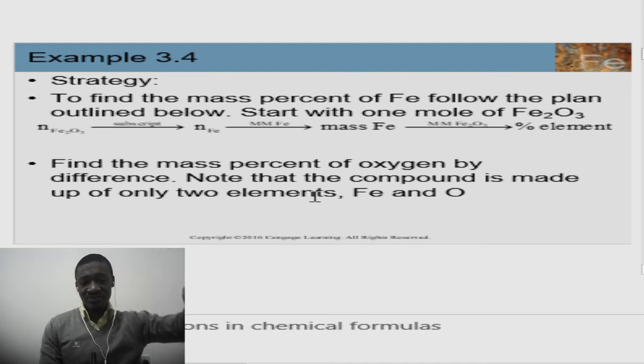And when you find the percentage of iron, you can now find the percentage of oxygen, because it's when something is over 100. If you find the other part, what you just need to do is to minus the part you found from 100.